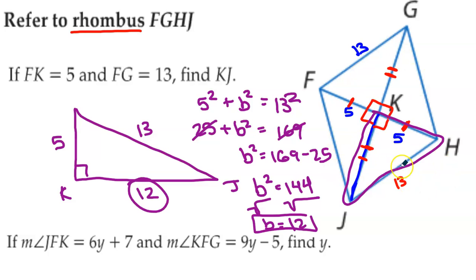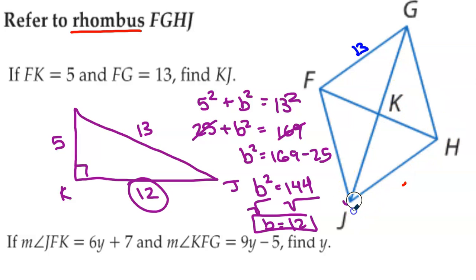So again, just to reiterate, what did we use? We used the fact that the diagonals were perpendicular bisectors of each other. Not just bisectors, but perpendicular bisectors. Let's move on to the next one here.